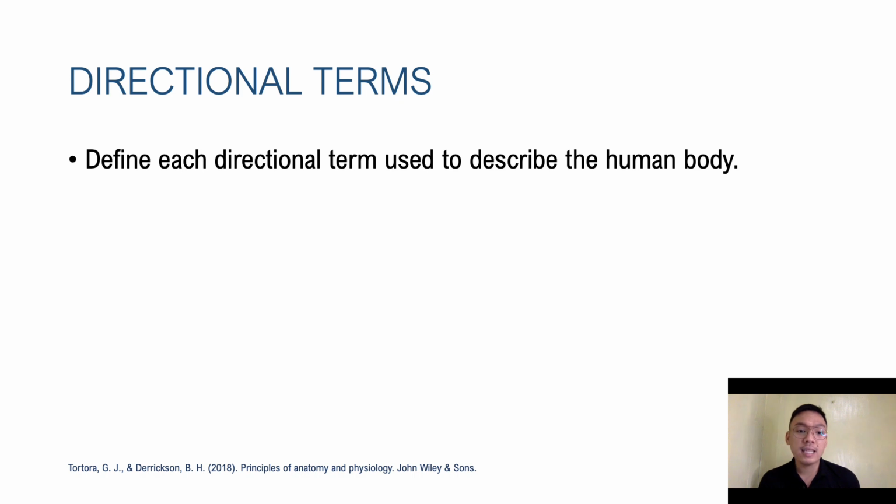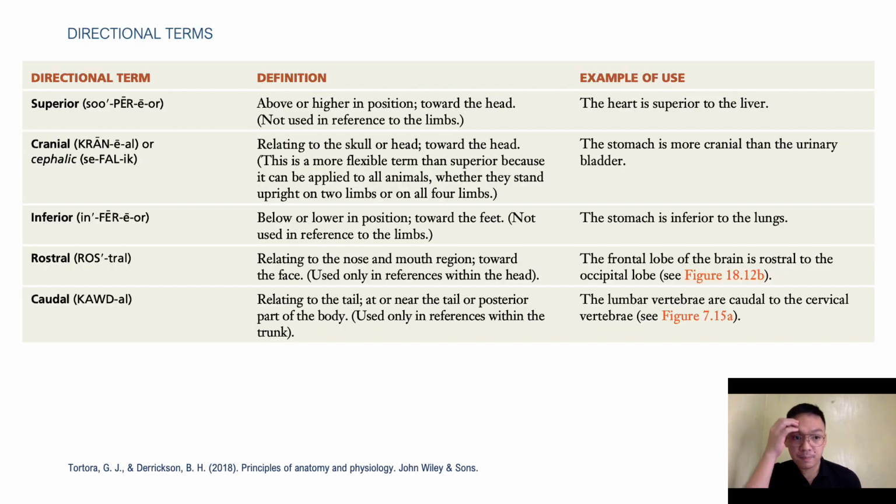We have to define each of the directional terms which are used to describe the human body. Directional terms, first, superior. When you say superior, it's above or higher in position, towards your head. It is not used in reference to your limbs. For example, the heart is above the liver. The heart is superior to the liver.